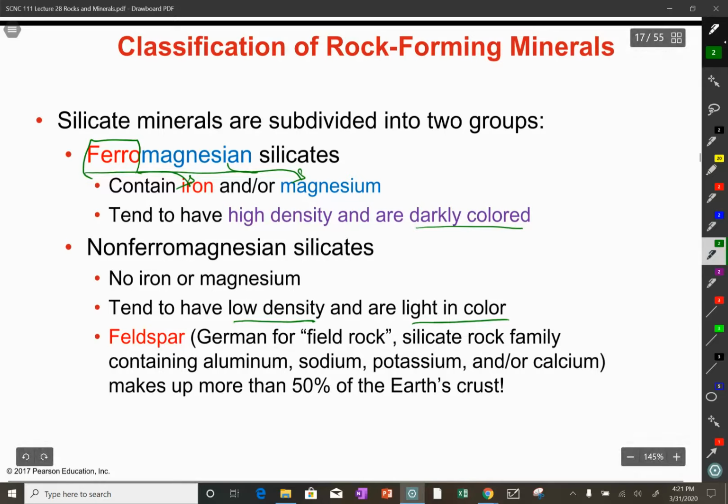Feldspar, German for field rock, is a silicate rock family that makes up about 50% of the Earth's crust. So 90% is silicate, and of that 90%, over half of it is feldspars. So feldspars are just common as the sun. And feldspars have lots of different variations. In fact, you saw earlier where we had a potassium feldspar and a plagioclase feldspar, and they looked quite different.